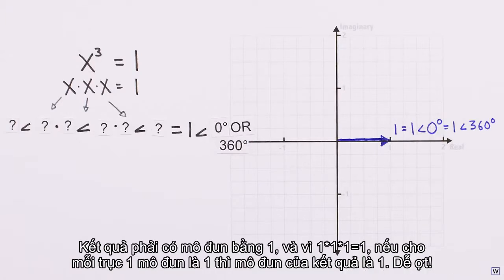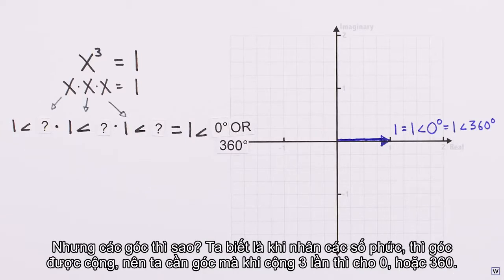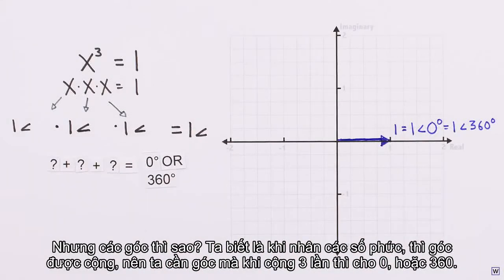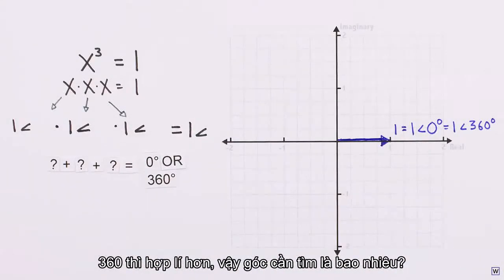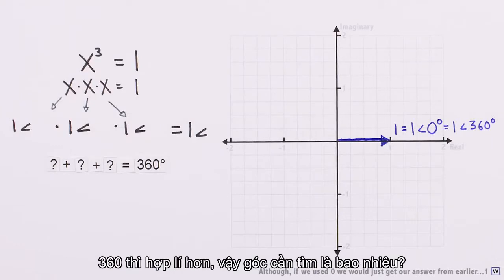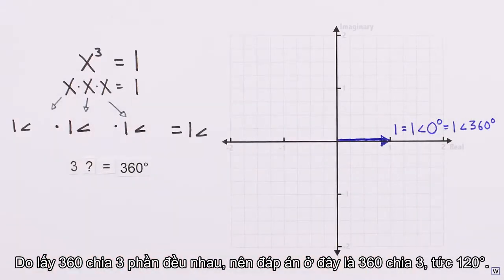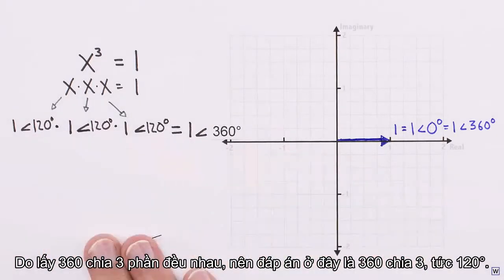Our result should have a magnitude of 1, and since 1 times 1 times 1 is 1, if we give each of our x's a magnitude of 1, our resulting magnitude will work out to 1. Easy. But what about our angles? We know that when multiplying complex numbers, our angles add, so we need an angle that when added together 3 times gives 0, or 360. 360 seems a little more reasonable, so what's the correct angle here? Since we're dividing 360 into 3 even parts, the right answer here is 360 divided by 3, or 120 degrees.